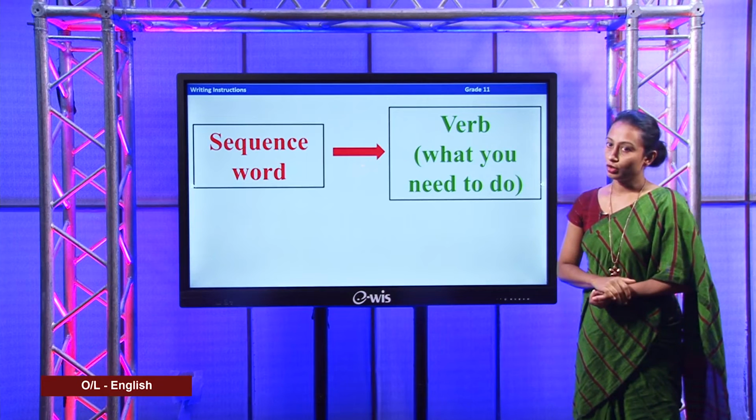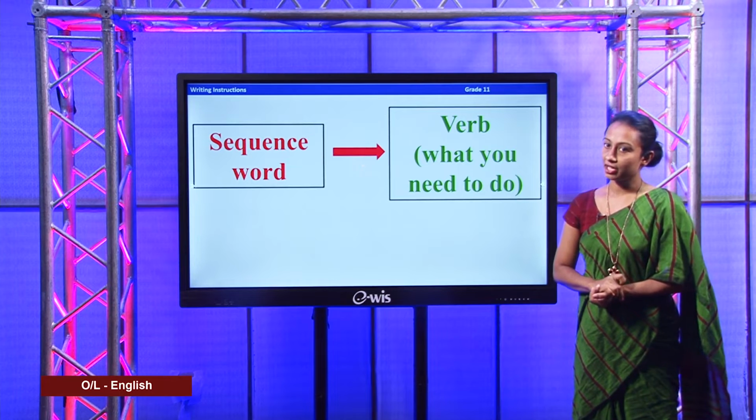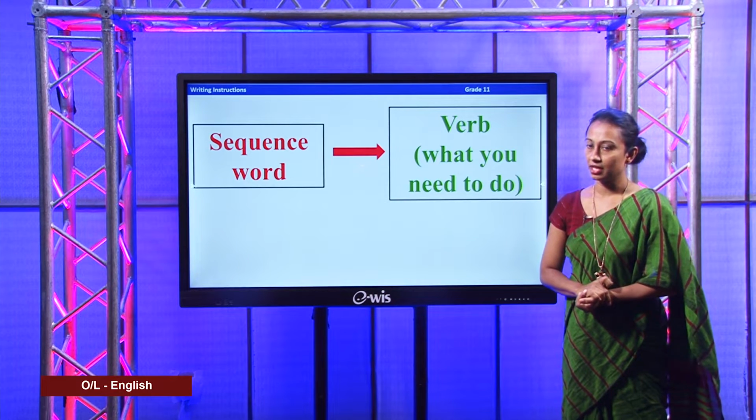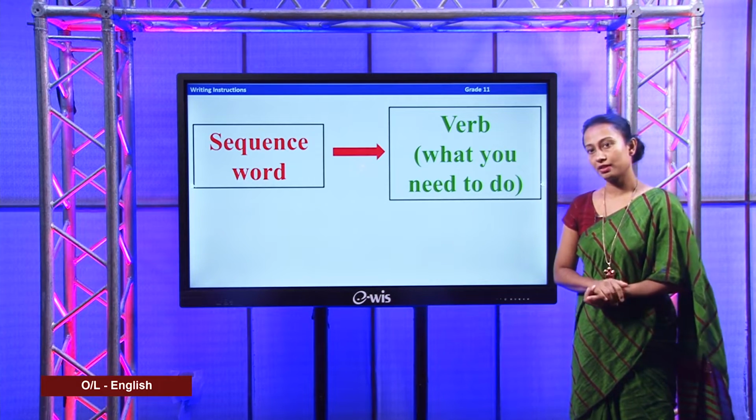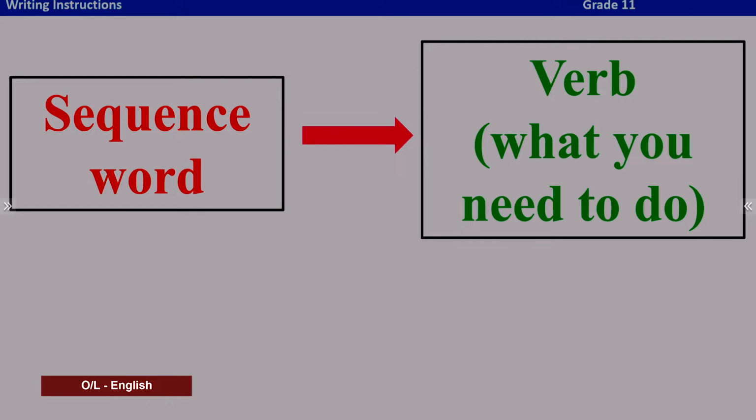Children, if you want to write a set of instructions using sequence words, you have to start with the sequence word. After that, you have to write the verb. Hope the point is clear for you. And remember the guidelines given and the color codes. Now we are going to do an activity.